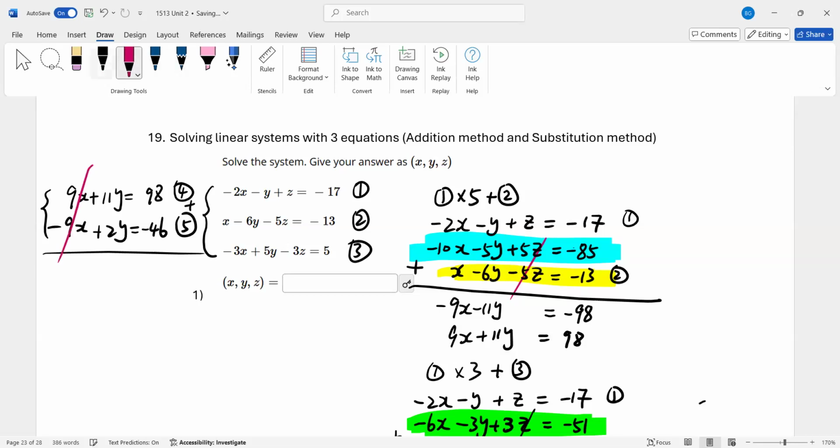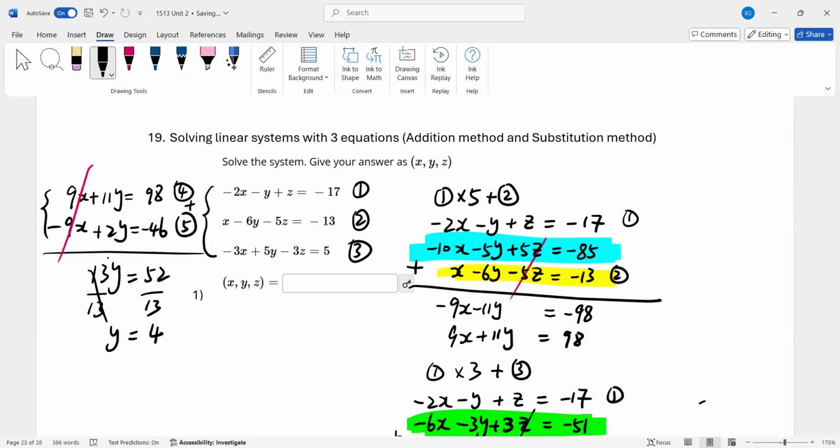9x and negative 9x cancel. 11y plus 2y is 13y, equals 98 minus 46, which is 52. Divide by 13 on both sides, and y equals 4. Ta-da, the y value is found.